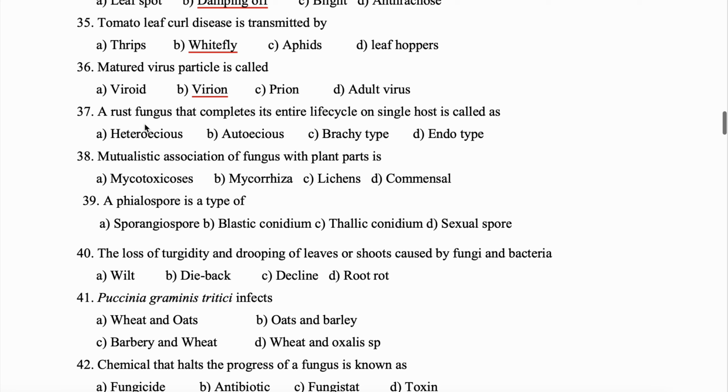Next, tomato leaf curl disease is transmitted by white fly, that is Bemisia tabaci. Next, matured virus particle is called as virion. Question 37. A rust fungus that completes its entire life cycle on a single host, then it will be called as autoecious.